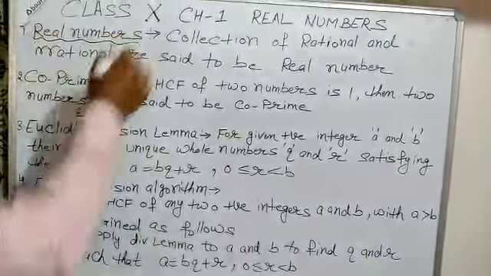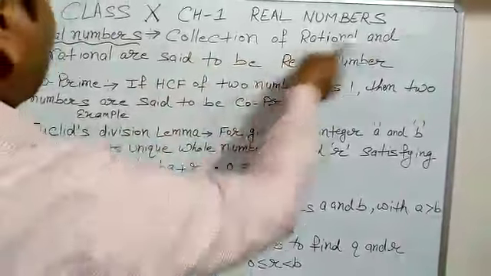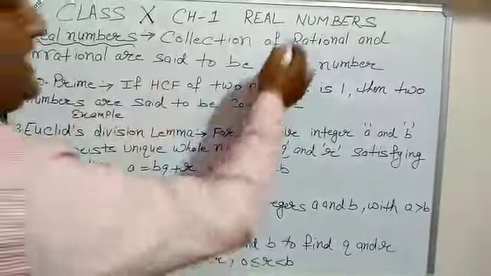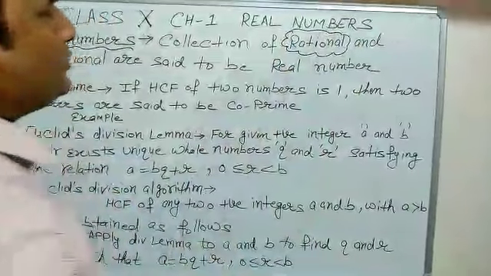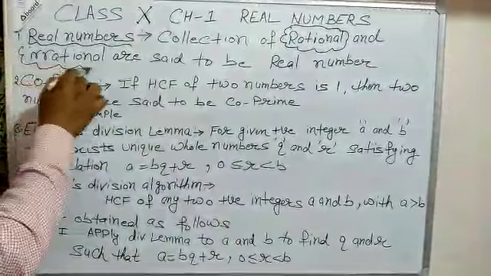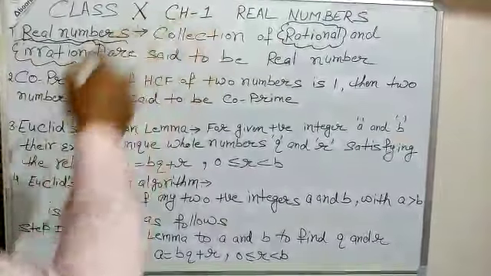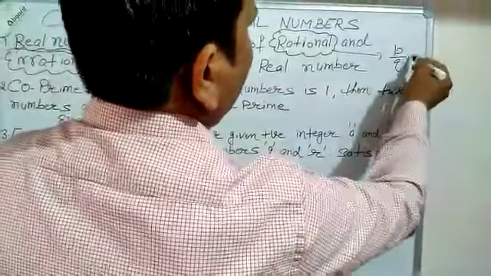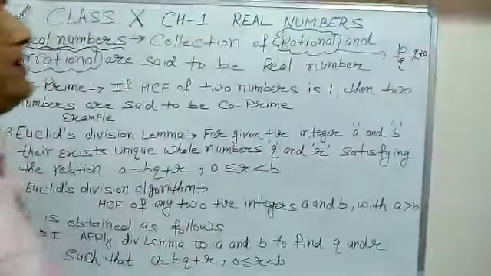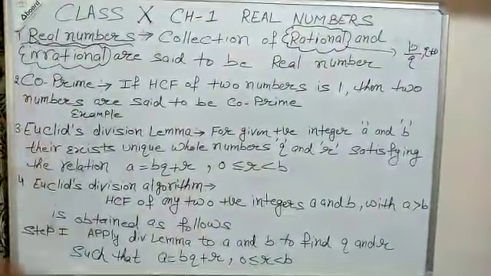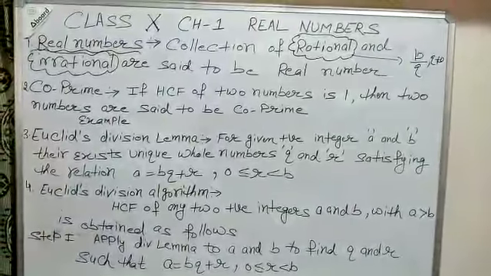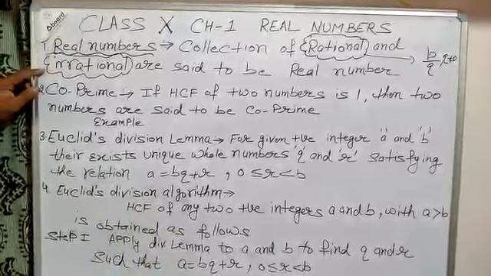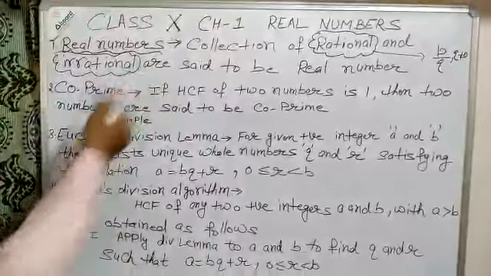Real numbers: the collection of rational and irrational numbers are said to be real numbers. Rational numbers you already understood in your previous classes, as well as irrational numbers. A number that can be expressed in the form P upon Q, where Q is not equal to 0, is said to be a rational number. If the number cannot be expressed in the form P upon Q, in other words, a number which is not rational, is said to be an irrational number.